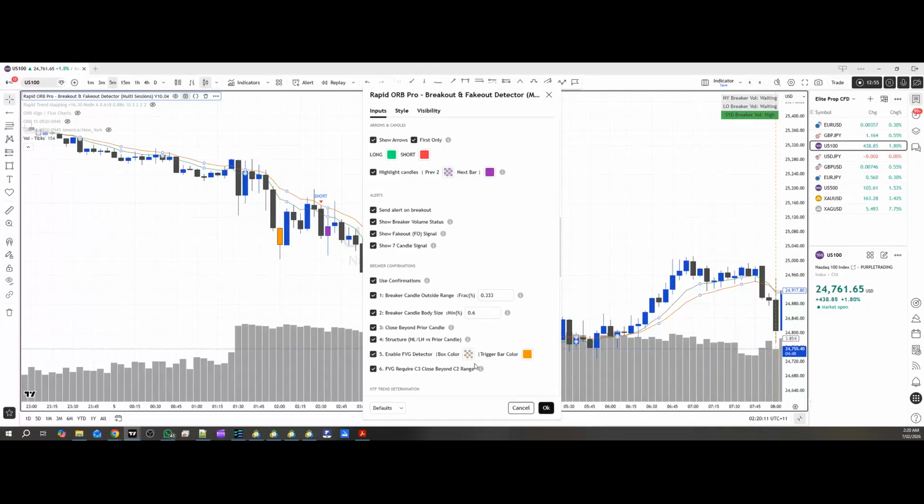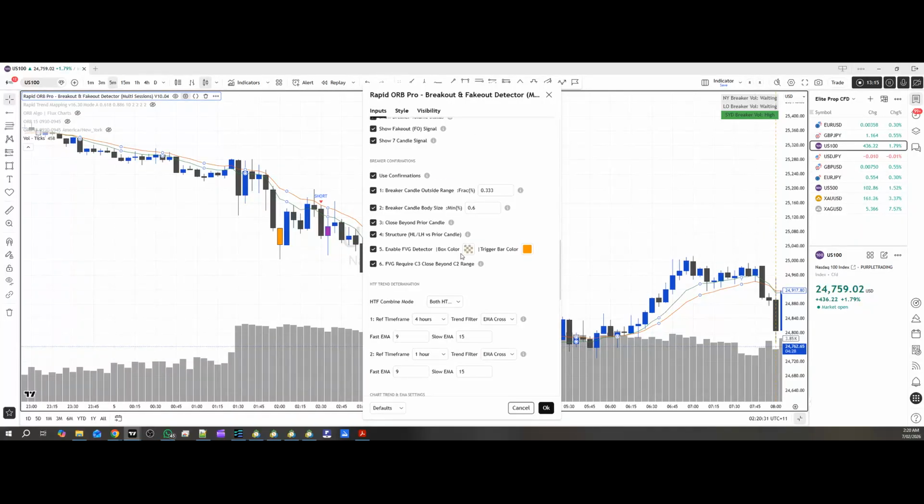And fair value gap, as I mentioned over here, it clearly says candle 3 has to close beyond the candle 1 range. So this one has to close outside, otherwise no fair value gap. All this confirmation needs to pass for the fair value gap to pop up. Secondly, the second line is multi-timeframe. So 4 hour and 1 hour have to align with the EMA cross.